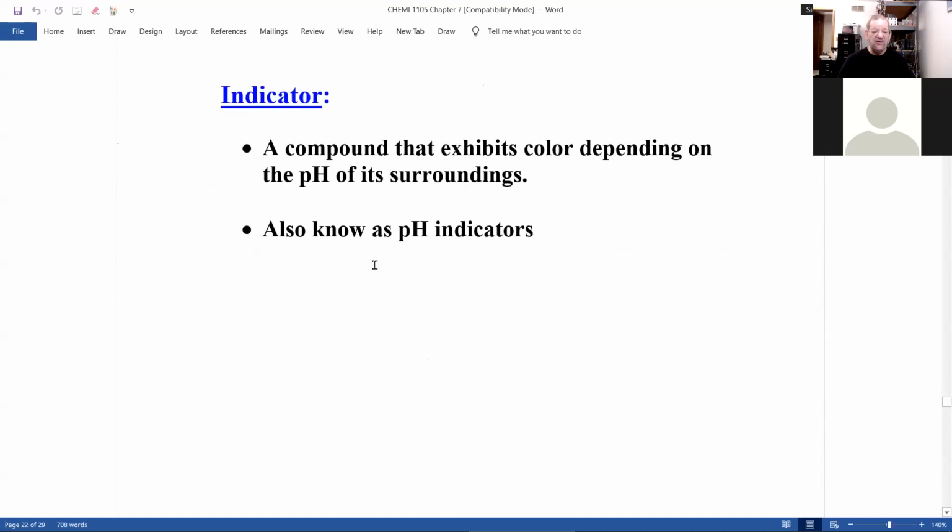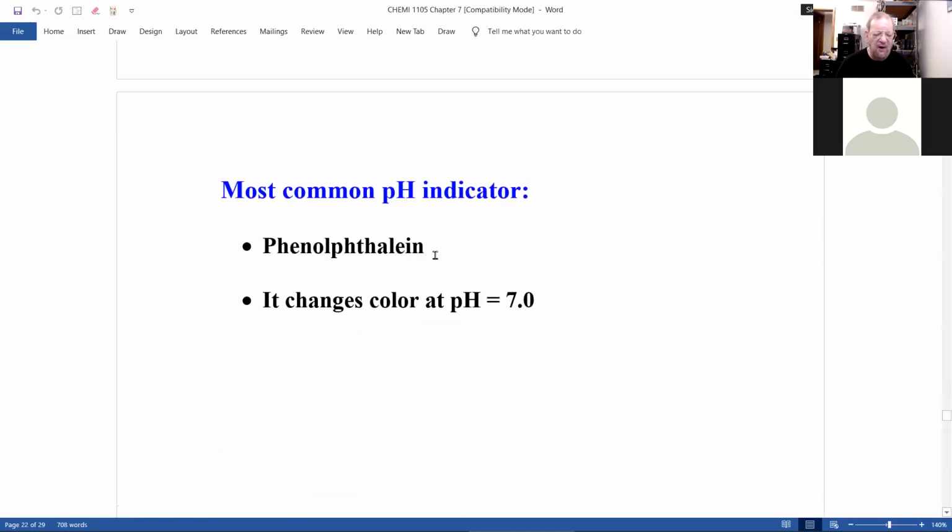Now, when we do this, we have something called a pH indicator. And this is a compound that exhibits a certain color depending on the pH of its surroundings. And sometimes you'll hear me call it just an indicator as opposed to a pH indicator. Now, the most common and widely used pH indicator is phenolphthalein, and it changes color at pH 7.0, neutral pH.